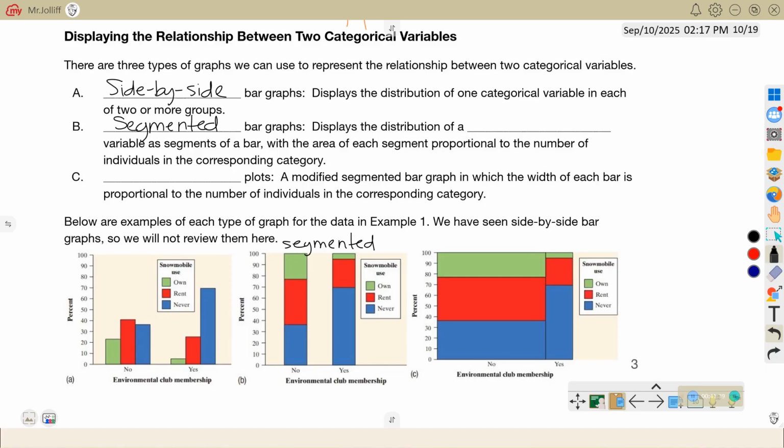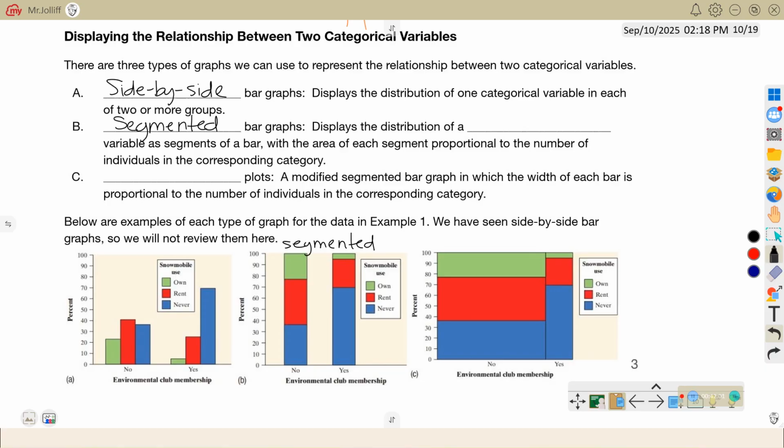And if you look along the bottom, it's been sorted by no, I'm not a member of a club, and yes, I am a member of a club. It's been sorted by the explanatory. On the y-axis is percent, and that percent has been grouped by snowmobile usage, which was our response variable.